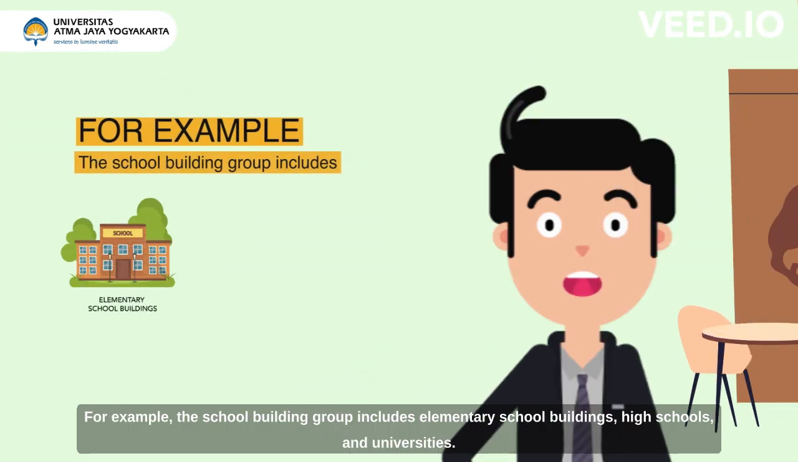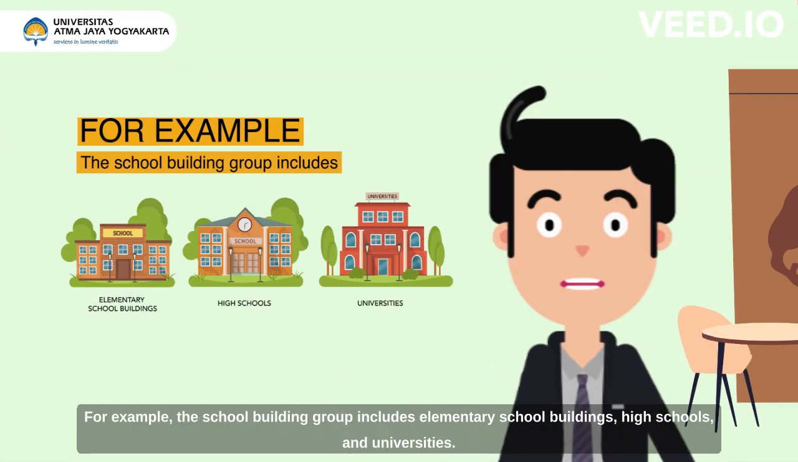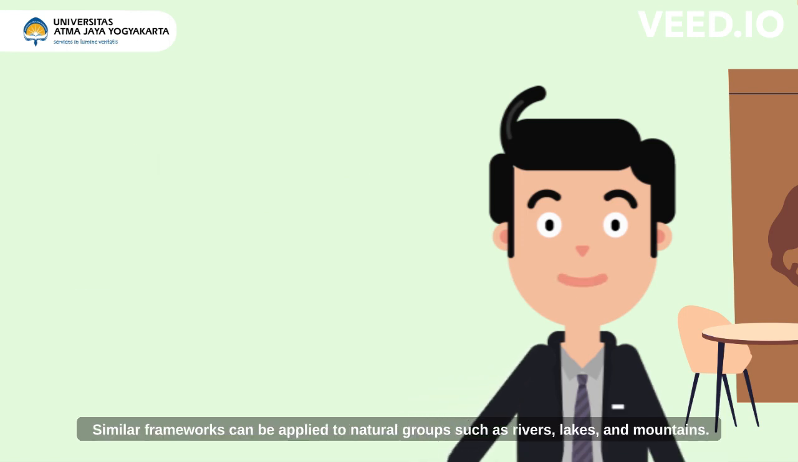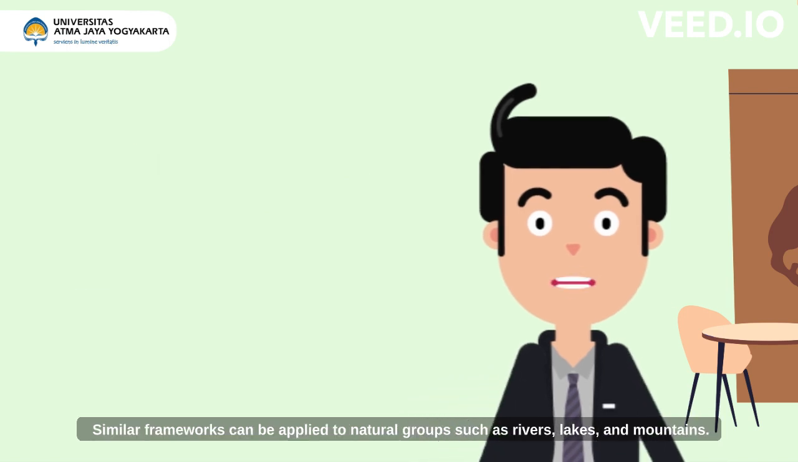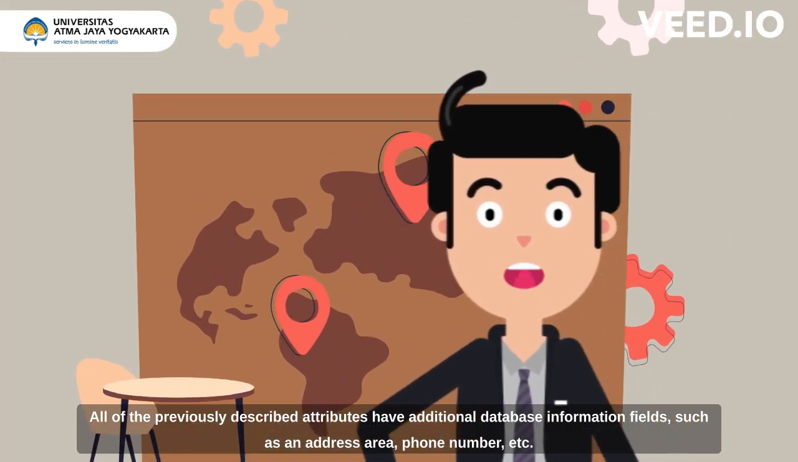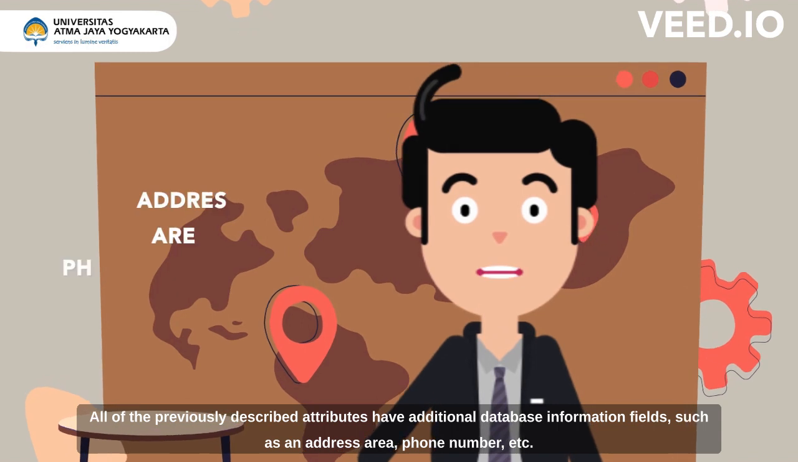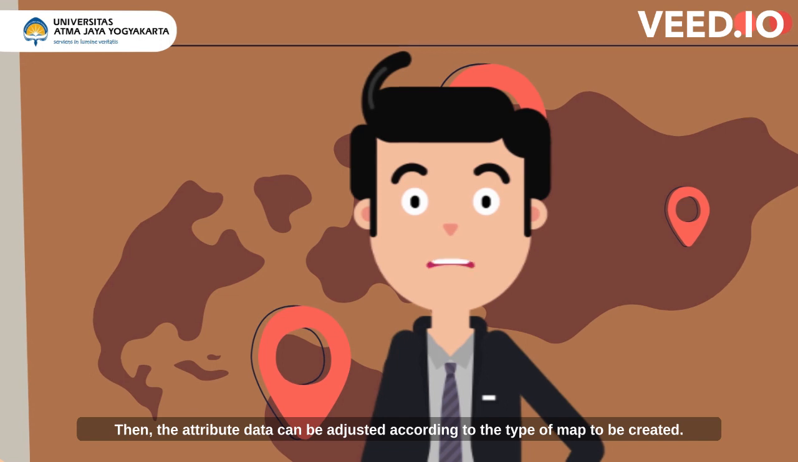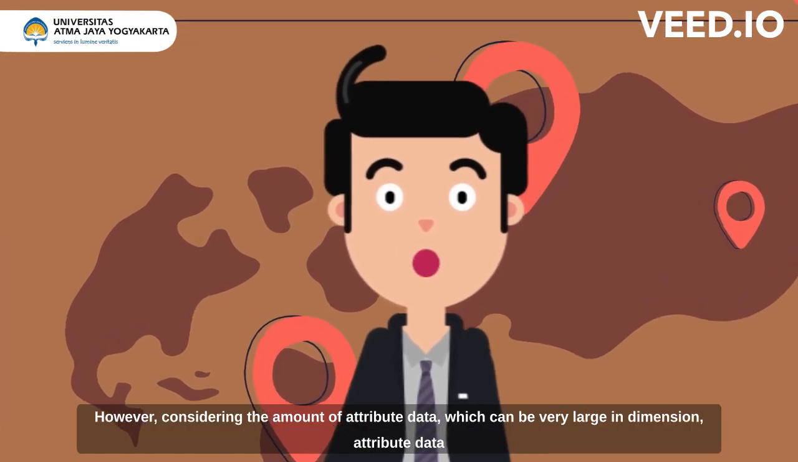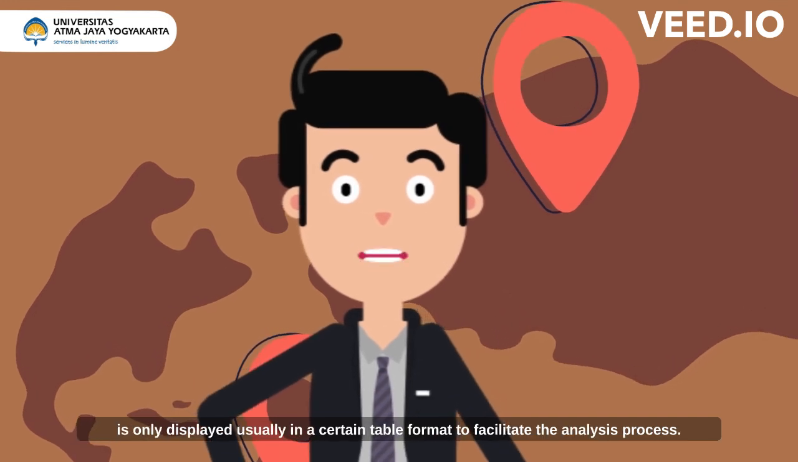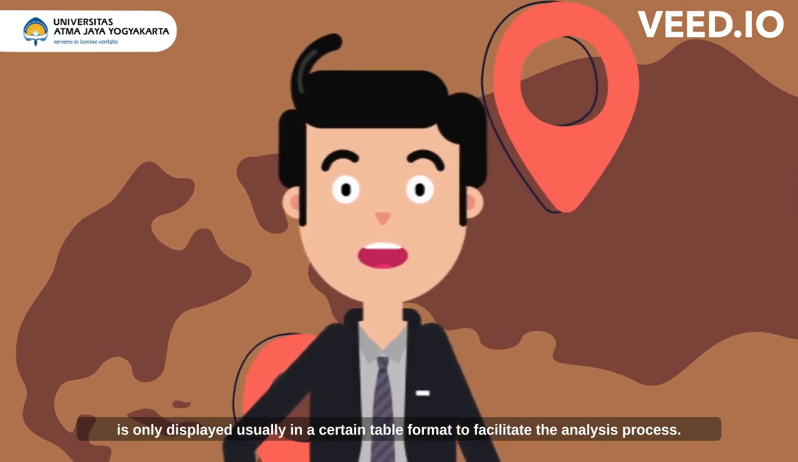For example, the school building group includes elementary school buildings, high schools, and universities. Groups of government buildings can include, for example, the area of a ministry office, a capitol building, or a tax office. Similar frameworks can be applied to natural groups such as rivers, lakes, and mountains. All of the previously described attributes have additional database information fields such as an address, area, phone number, etc. Then, the attribute data can be adjusted according to the type of map to be created. However, considering the amount of attribute data which can be very large in dimension, attribute data is usually only displayed in a certain table format to facilitate the analysis process.